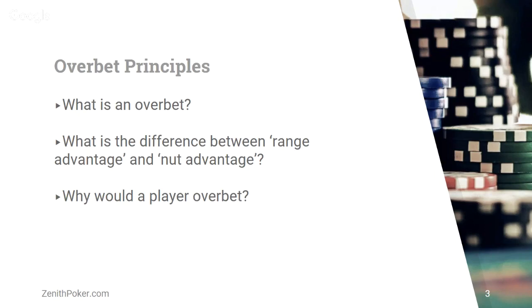All right, that's one way of thinking about why you would overbet. Does anyone else have a way of thinking about overbets and maybe tying overbets into expected value? If I rephrase the question, how can we use overbets to increase our EV?